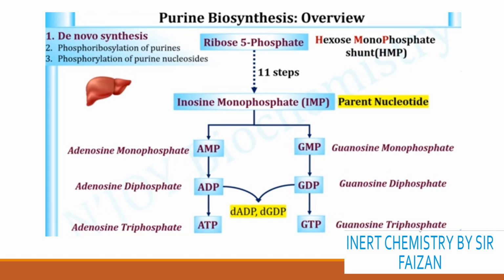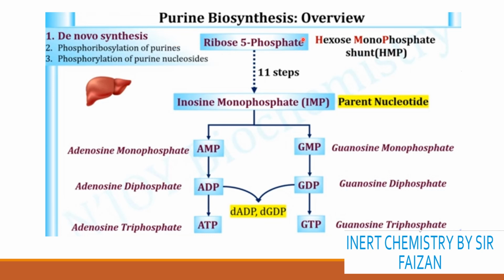Here we see the overview of the metabolism of purine biosynthesis. There are three processes by which purine nucleotides are formed. These are de-novo synthesis, phosphoribosylation of purines, and phosphorylation of purine nucleosides. Out of these, the most important is de-novo synthesis, and here we discuss this.